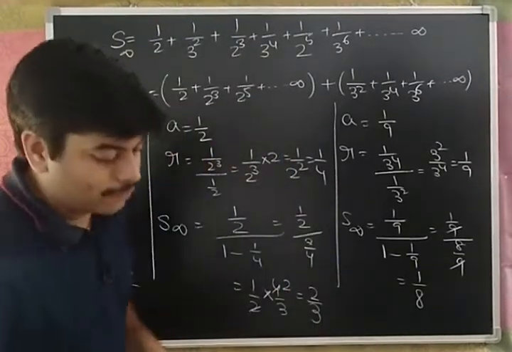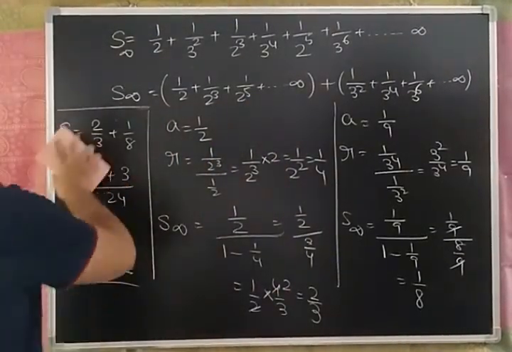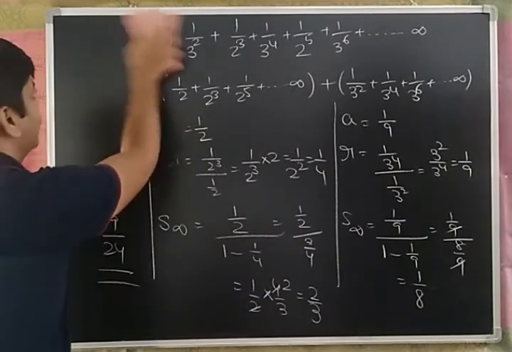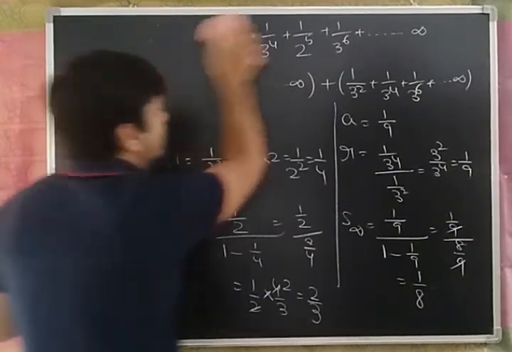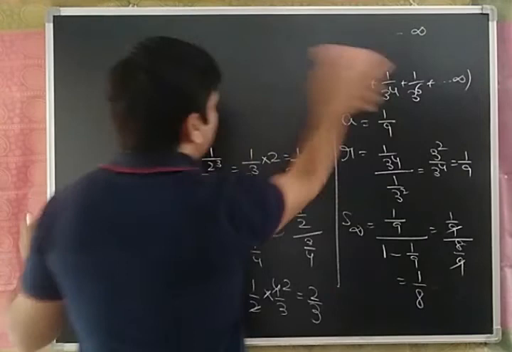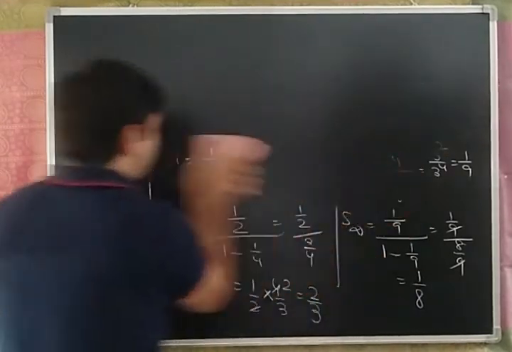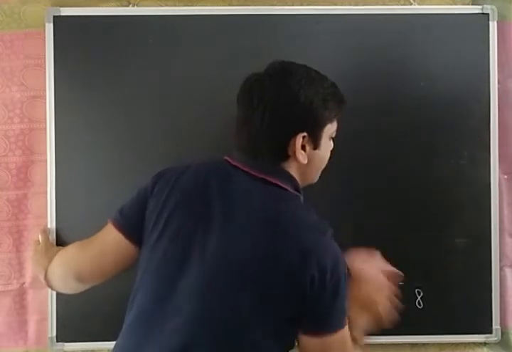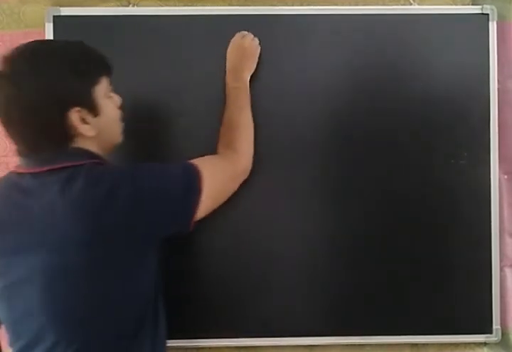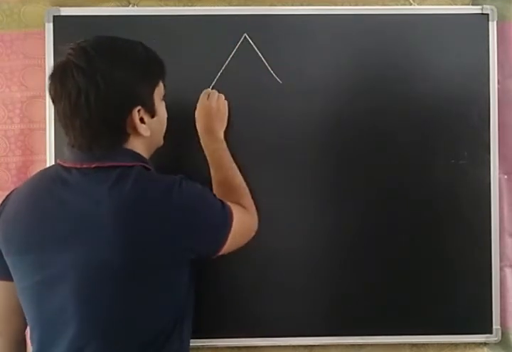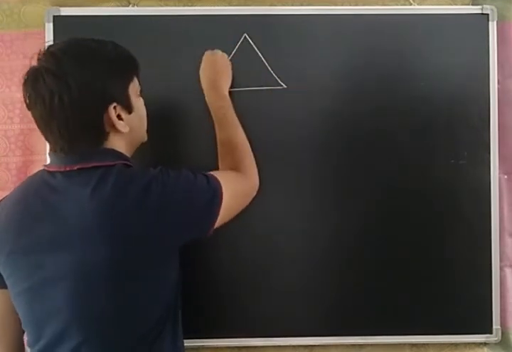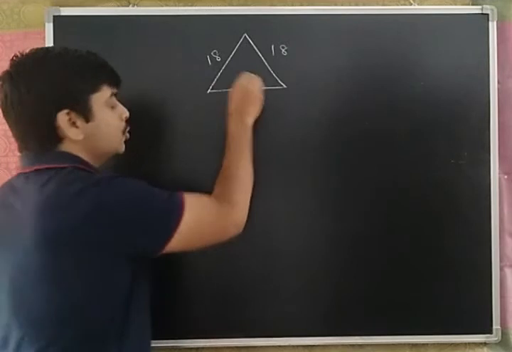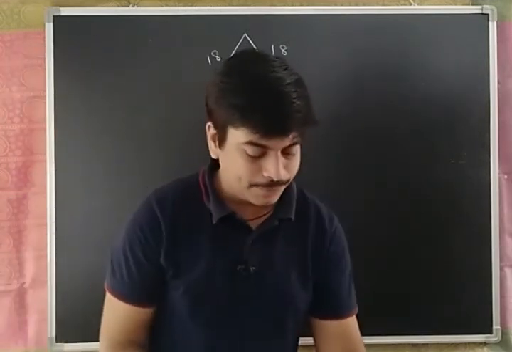One side of an equilateral triangle is 18 centimeters. So he has given the side of an equilateral triangle. Equilateral means all the sides are equal. See here. One side of an equilateral triangle is 18 centimeters. So if one side is 18, all the other sides are also equal to 18. Okay, beautiful question.